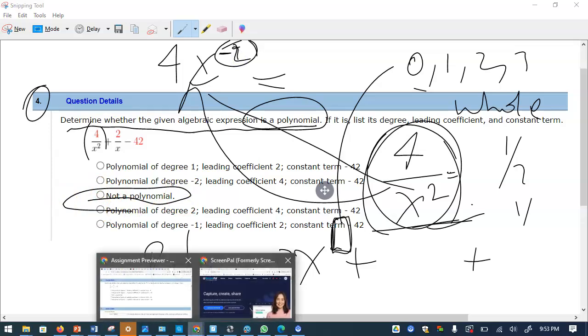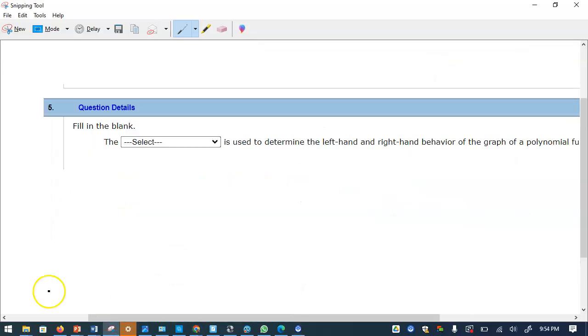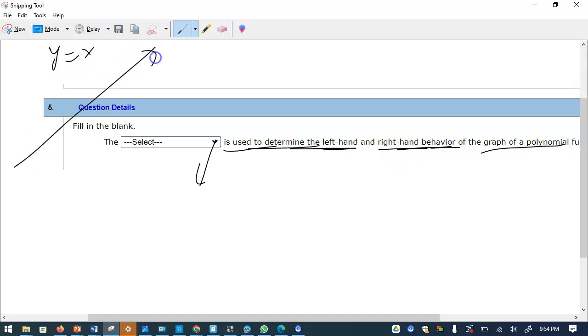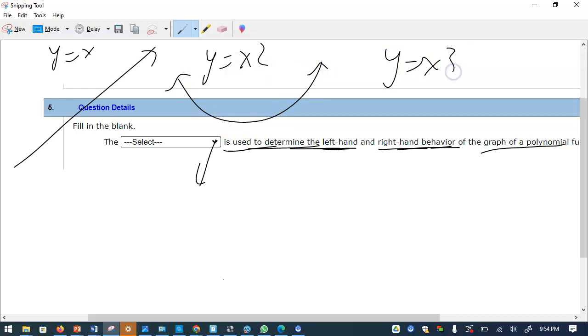Let's do the next one. So there are a lot of options here. This is used to check the left hand and the right hand behavior of the graph of a polynomial. Now remember, if it is just y equals x, it's just going to be a line. If it is y equals x square, it's going to be a parabola. If it is y equals x cube, it's going to be something like this.